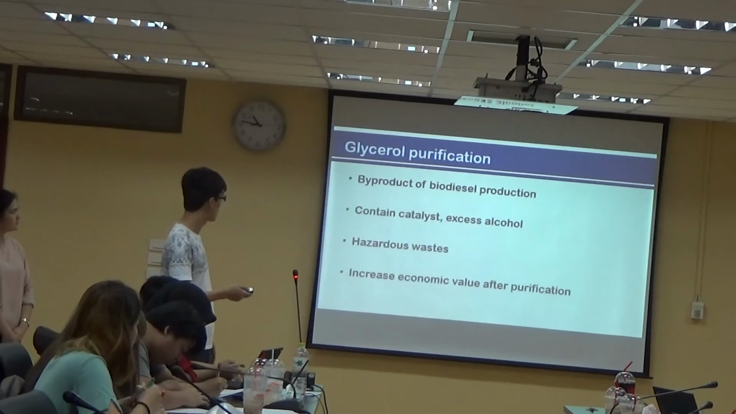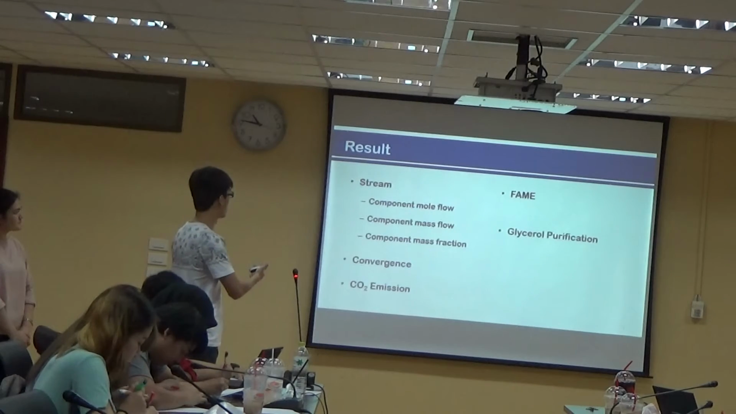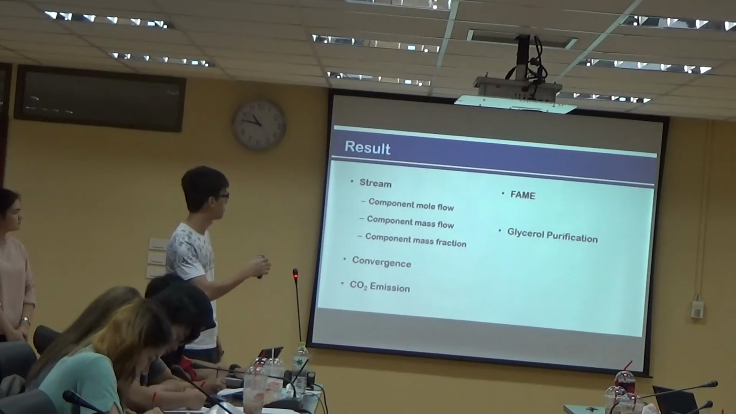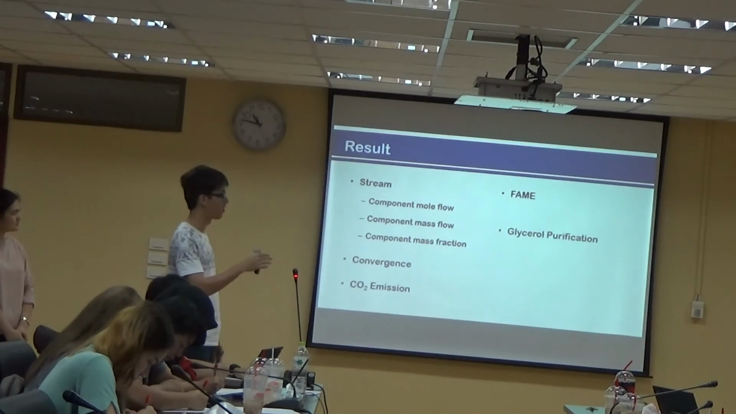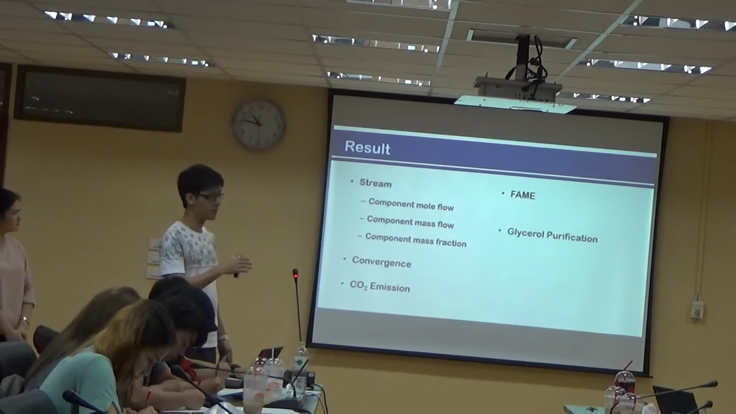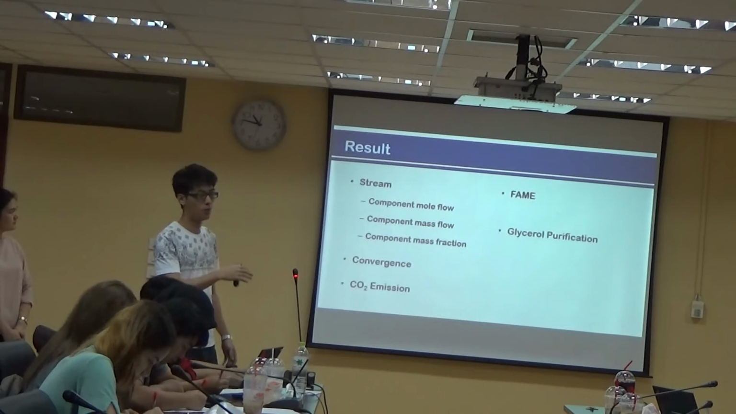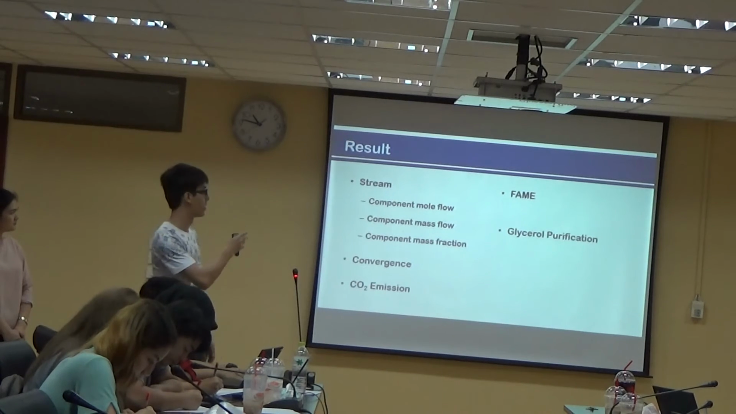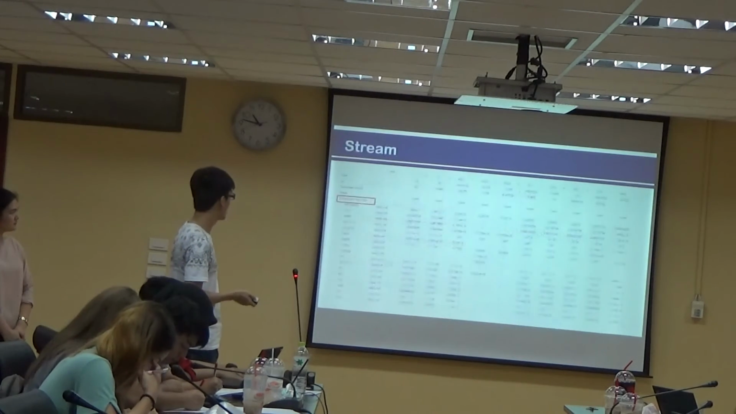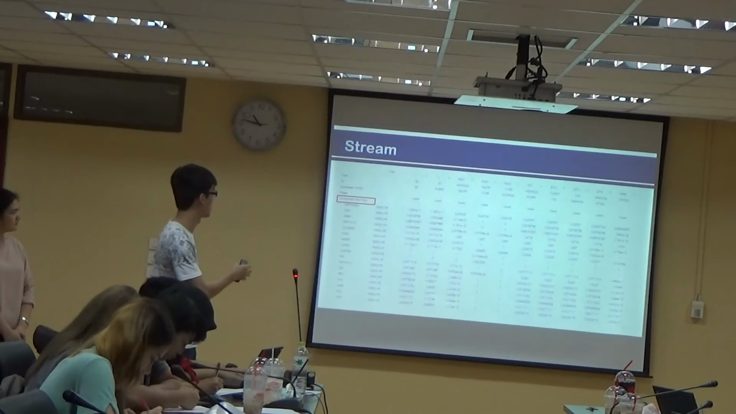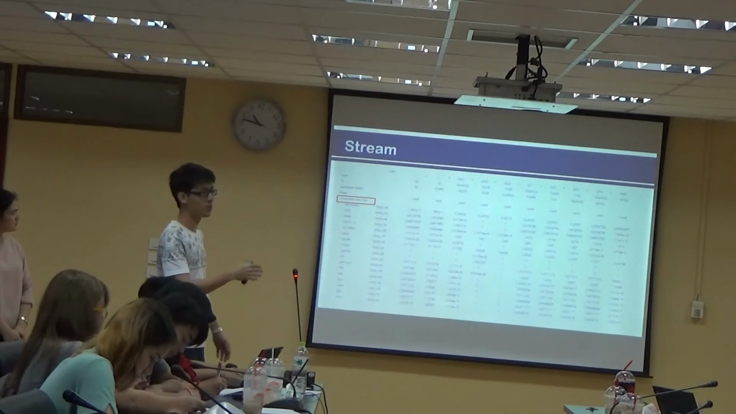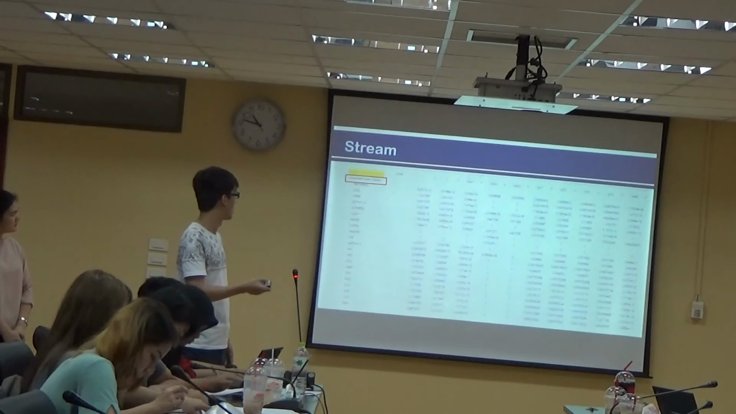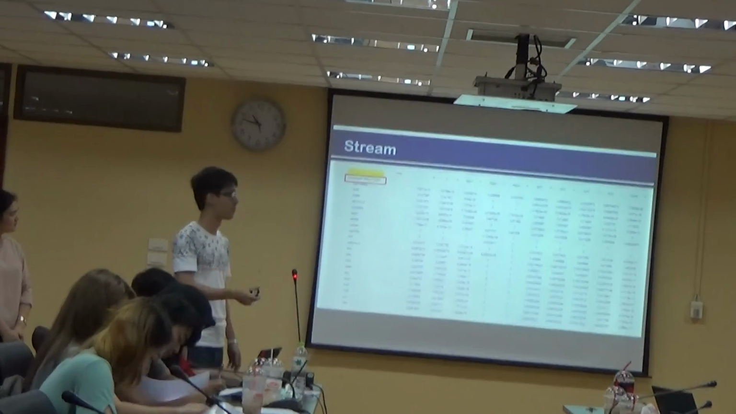And for the results, there are possible results we can obtain from the Aspen process. So first of all, we can have a stream result. They consist of component mole flow, component mass flow, and component mass fractions. And we can have the convergence of the whole process, and we can know the CO2 emissions. And the most important part, we can know the values and the glycerol purification value. So I can briefly show an example. This one is a screen result, the annotations of component mole flow. And the next one will be the component mass flow for each process stream. And the last will be the component mass fraction for the rest of the process streams.